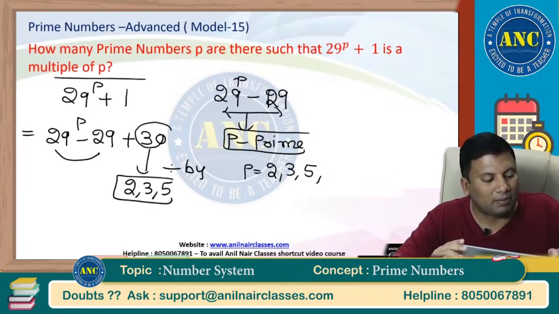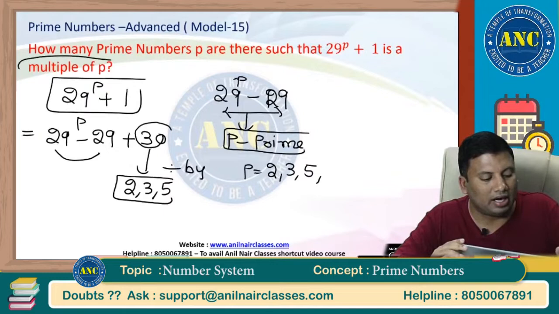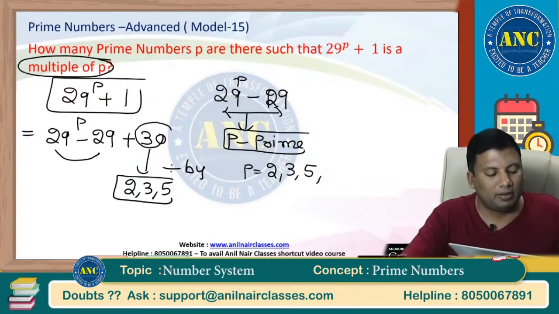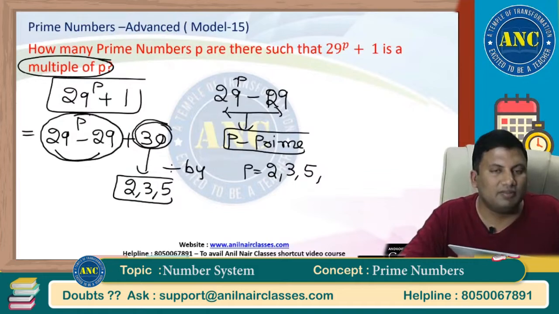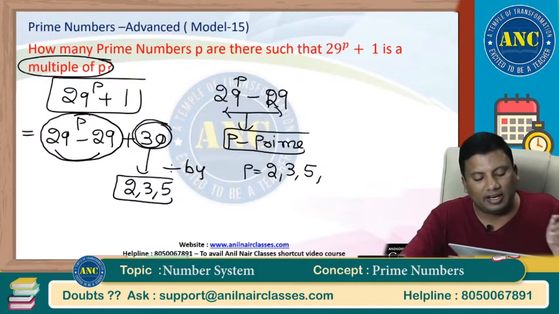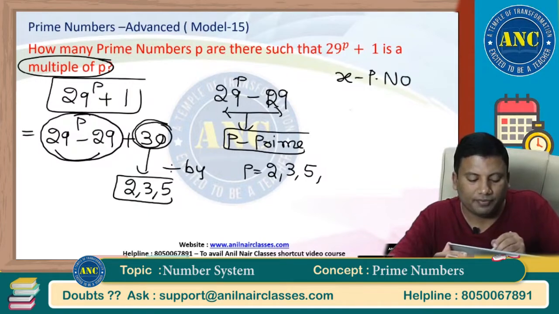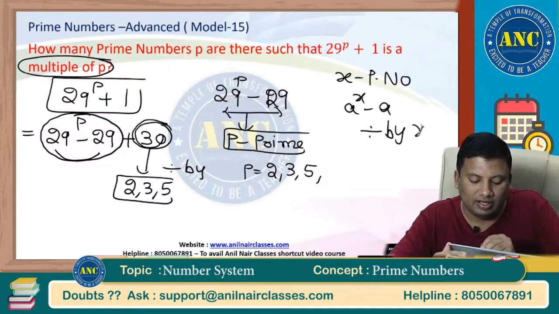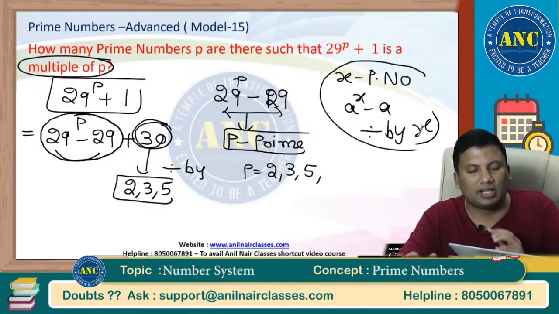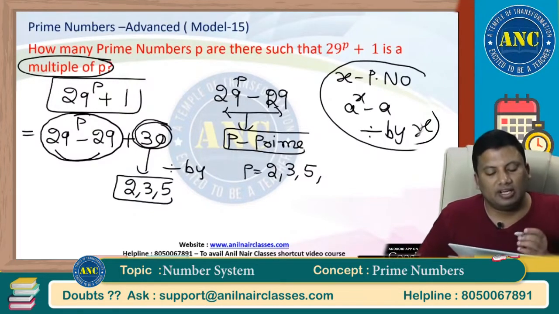So the entire number should be divisible by p. So is this divisible by 2, 3 and 5? Definitely yes. Because if x is a prime number, a power x minus a is always divisible by x.